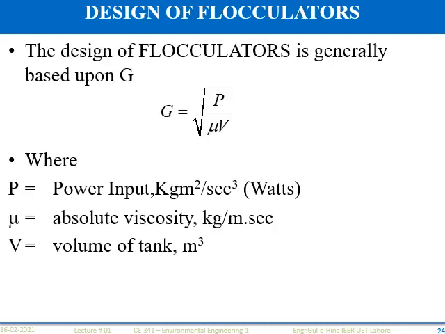So, design of flocculators. Generally, flocculators are designed based on the mixing intensity. G is equal to the square root of P over mu into V. P is the power input, in watts, mu is the absolute viscosity of the liquid, and V is the volume of the tank.